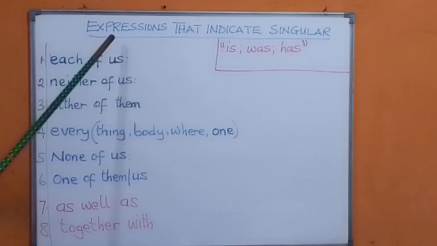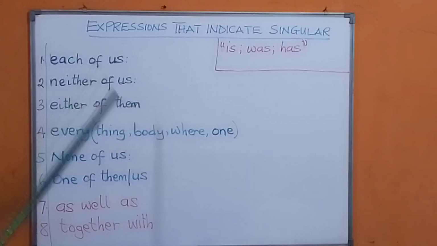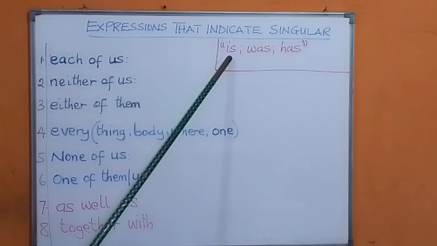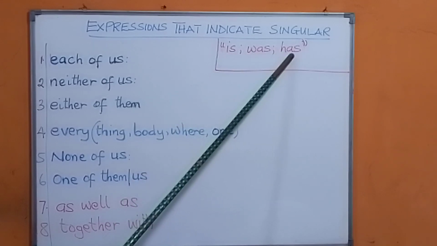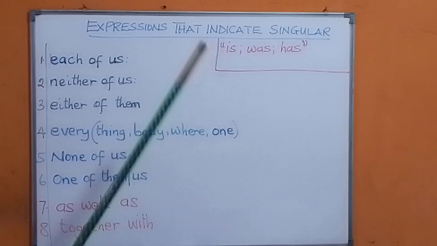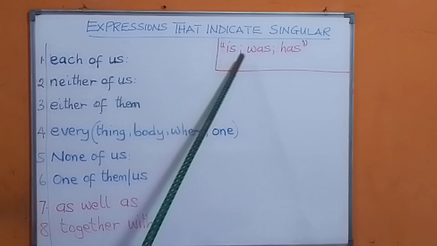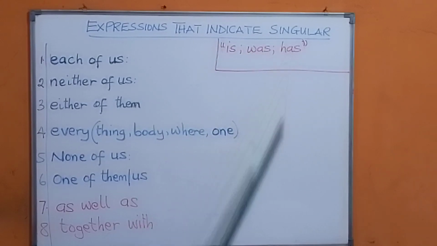Now you see, we have expressions that indicate singular. It means that if you have a singular object or singular subject, most times the verb will be is, or was if it's past, and has. That is the verb. Where the subject is one, where you are talking about one thing, you say is if it's present, was, or you use has.